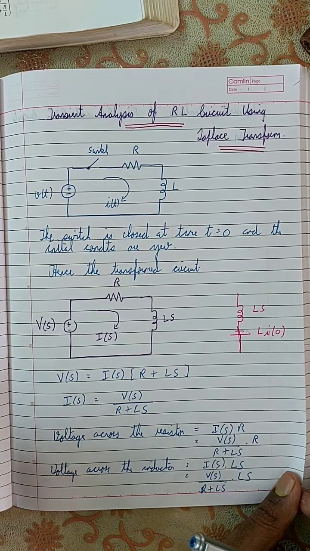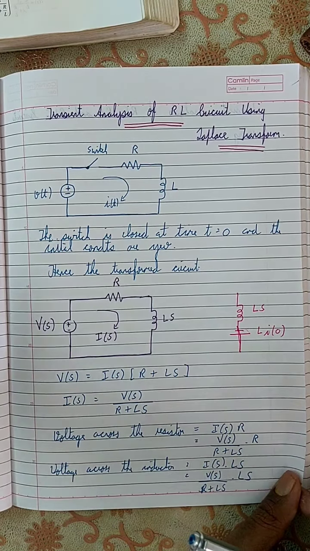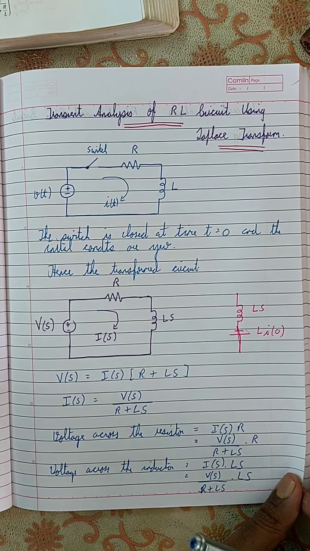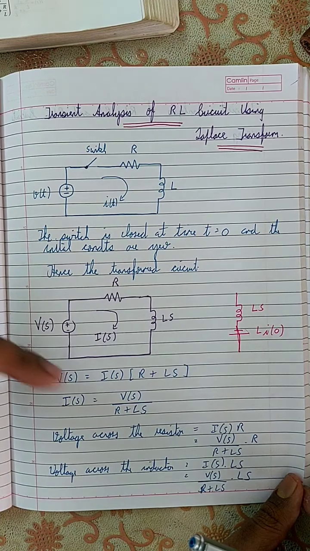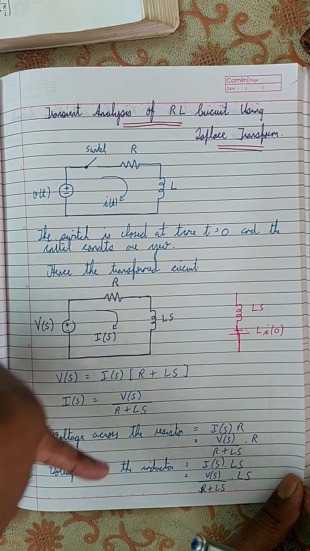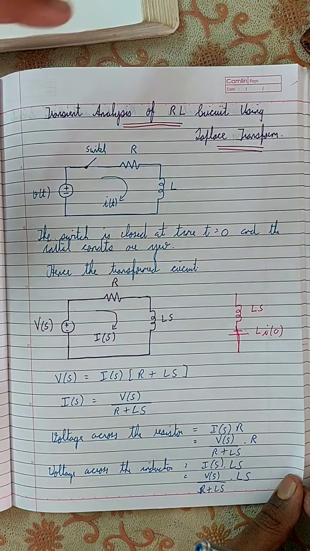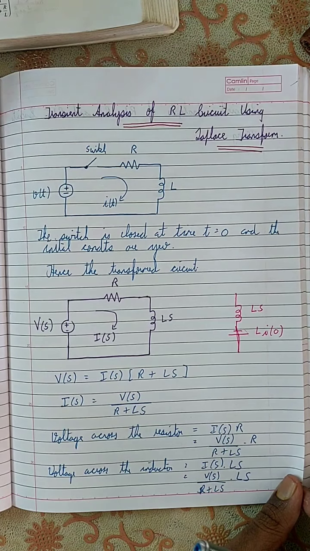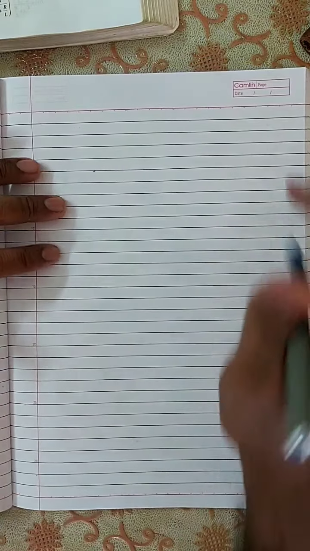Then what you need to do is find the inverse Laplace transform. That is why I said you need to learn the inverse Laplace transform, because only by applying that will you be able to find the voltage and current values in terms of time. Usually the method we use here is the partial fraction method. Now, there's a lot of things I need to tell you here.